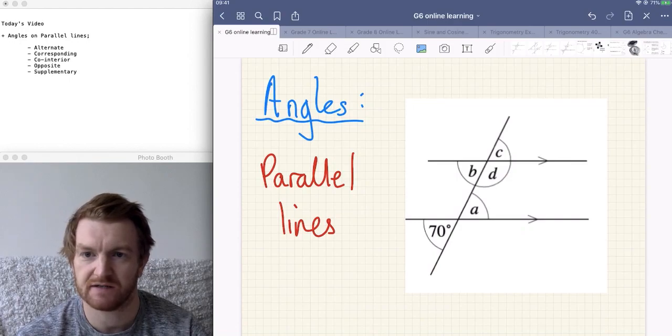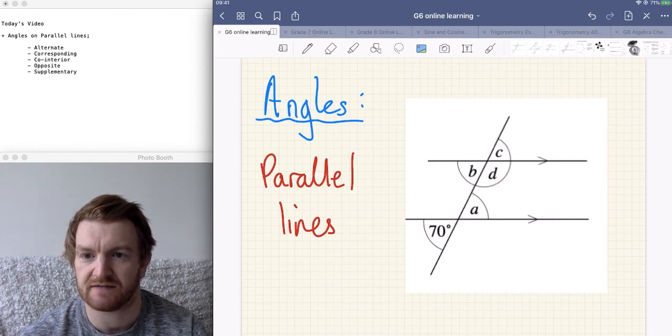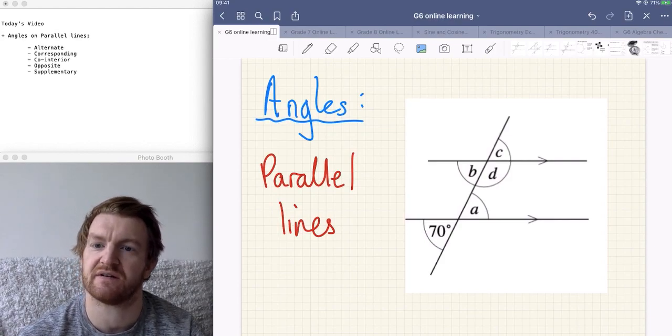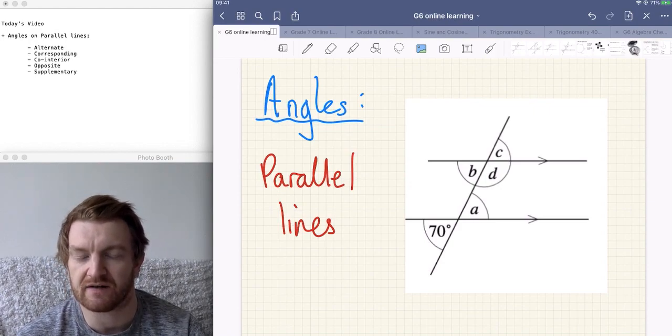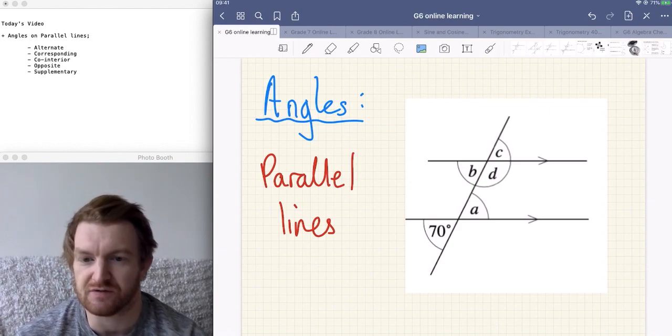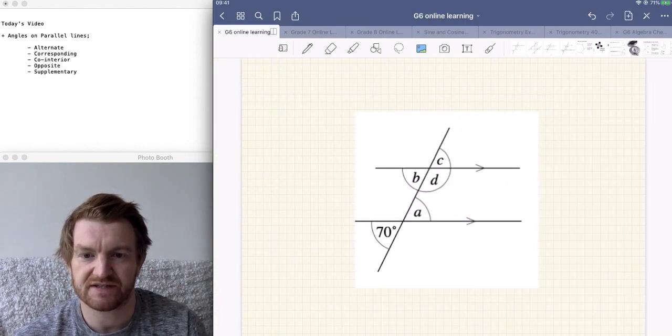Angles on parallel lines. We're going to talk about those 5 things you can see up there. We're going to identify what alternate, corresponding, co-interior, opposite and supplementary angles are, and then just look at one brief example of how to use them, and then you're going to jump into some practice for today. So let's have a look at this simple diagram here.